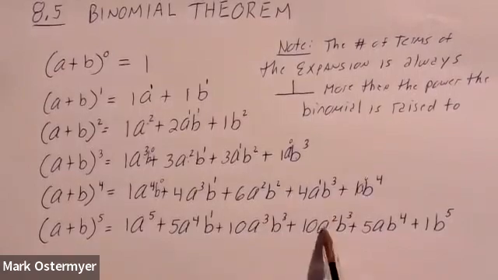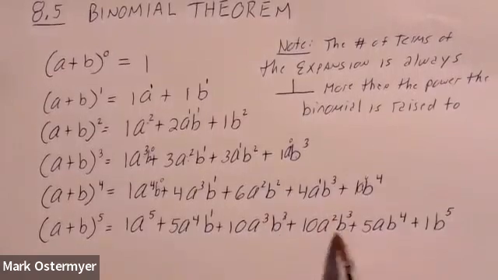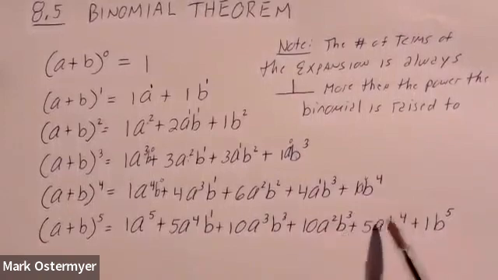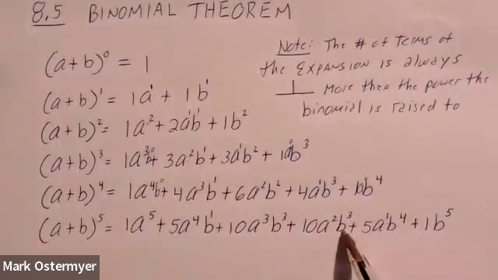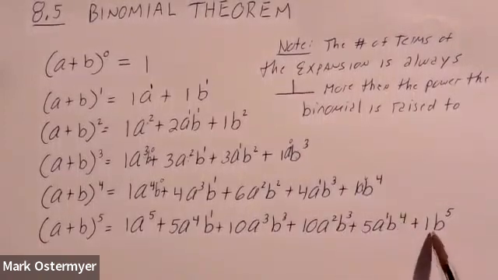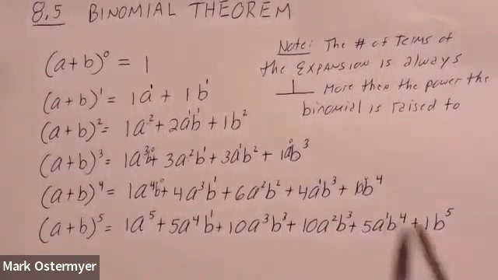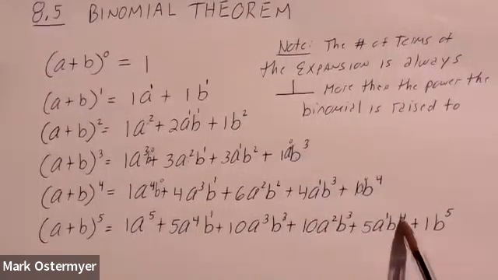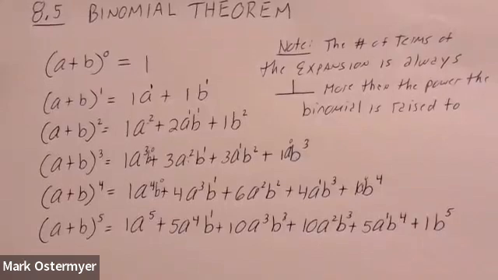A's power is decreased by 1, and B's power is increased by 1. And then A's power is decreased by 1 down to the A to the 1st power, and B's power is increased by 1 to B to the 4th. Then finally, A's power goes down to A to the 0th power, and B's power increases to the 5th power here. So do we see these patterns here that are evident when you raise these binomials to various powers?